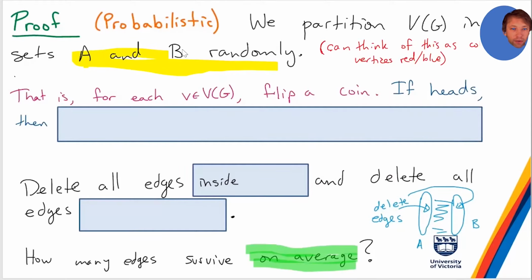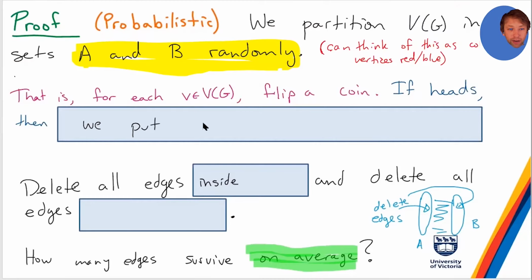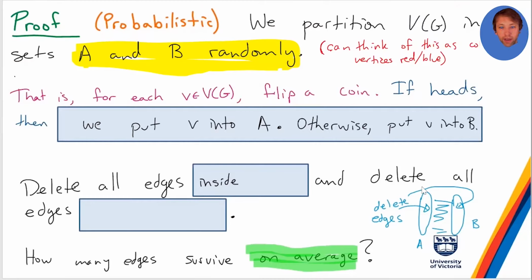So you can think of A as being the red vertices and B as being blue. In other words, we flip a coin for each vertex. If it's heads, then we put v into A. Otherwise, put v into B. And like I said, inside of A, we just delete all the edges, and we also delete all the edges inside B. Okay. So how many edges survive this process on average?